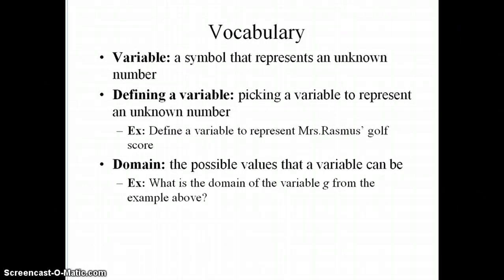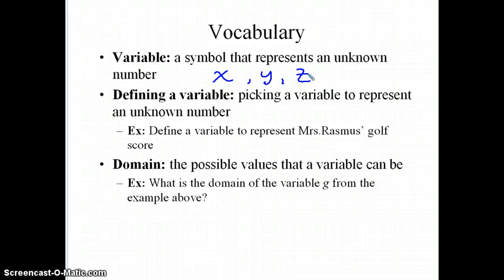The first item, variable, is a symbol that represents an unknown number. We can use any letter of the alphabet. Many times we use the letters X or Y or Z, but there are many other letters that you can use. Our second word is defining a variable.